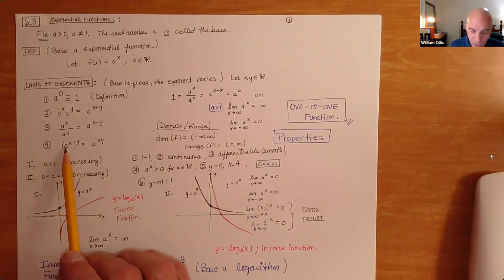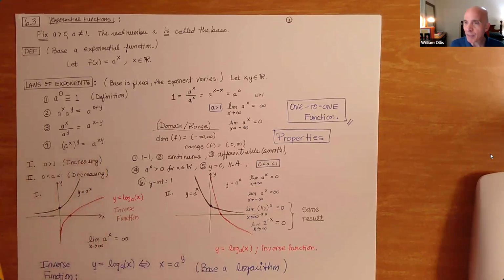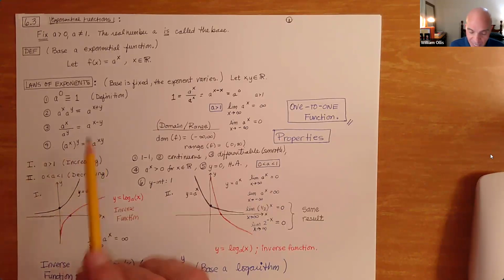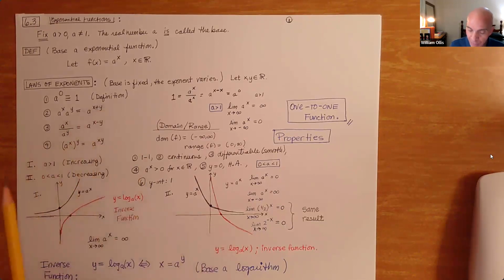So now we raise the base A exponential to the power y, and we simply multiply the powers or the exponents and get x times y. And that becomes the new exponent or the new power of the base A. So again, these should be very familiar.